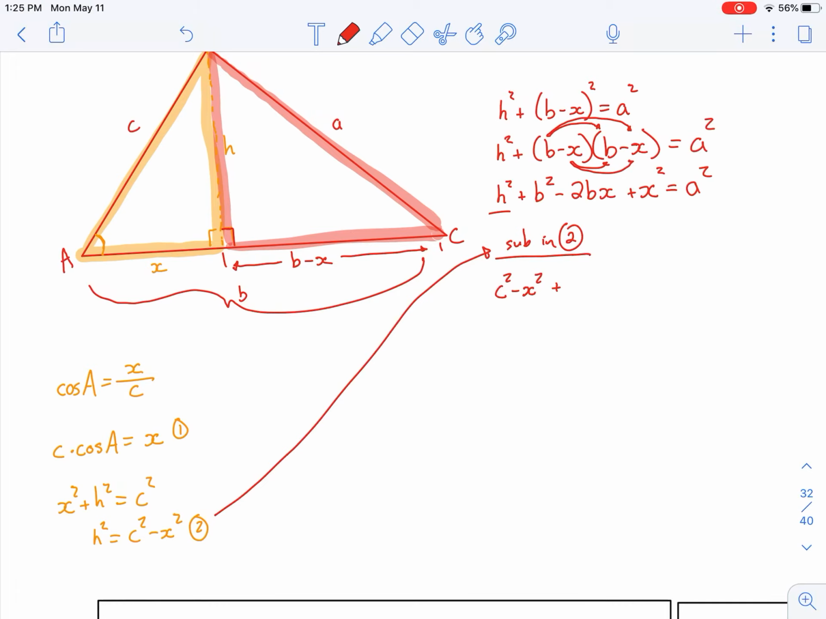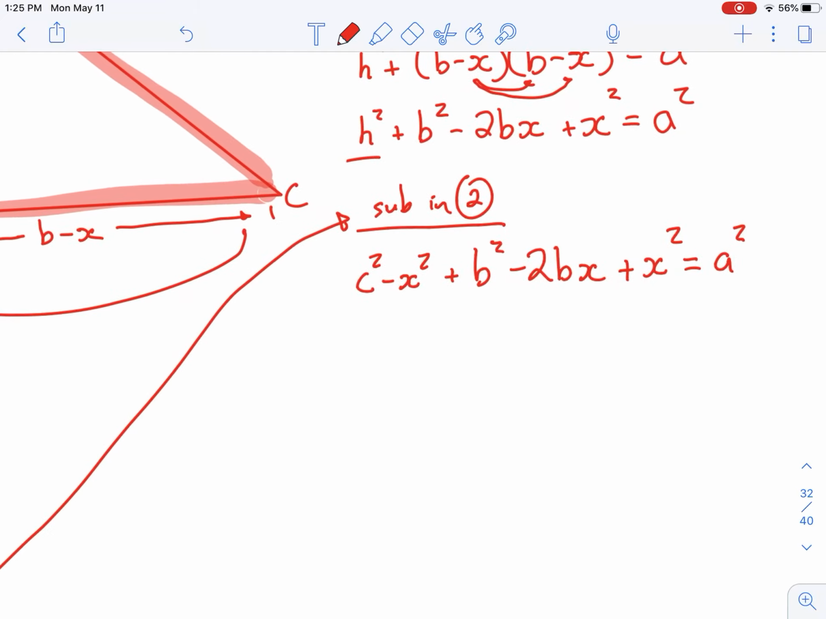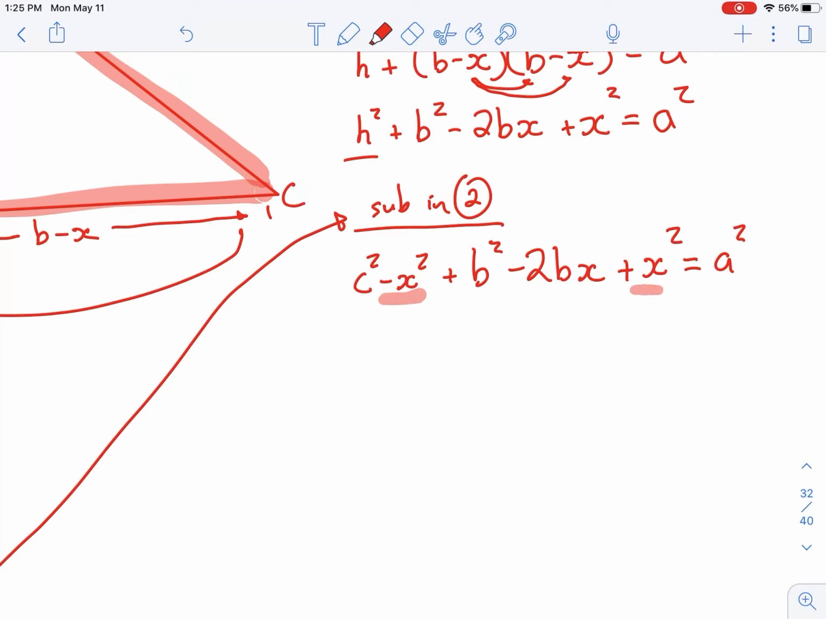Then we've got plus b squared minus 2bx plus x squared is equal to a squared, which looks a little big and ugly, but let's try to clean this up a little. We've got a minus x squared here. We've got a positive x squared here. Obviously, those two add to 0.